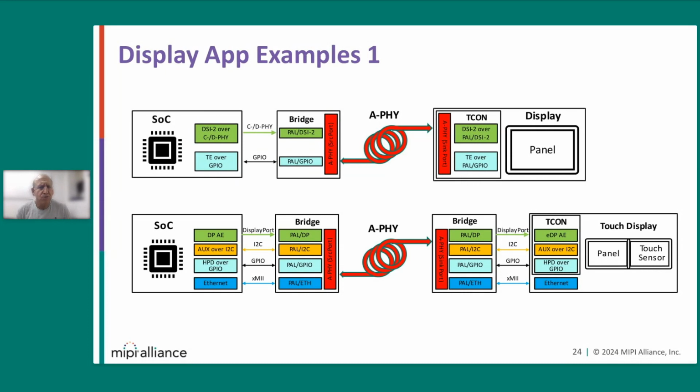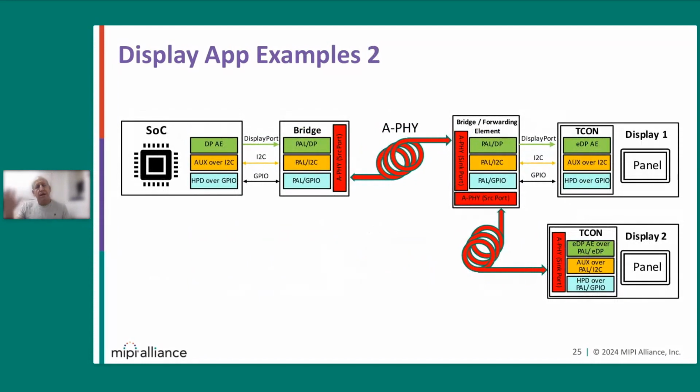In this case, we are using DisplayPort to carry the image data from the SoC to the display. And the I2C adaptation layer is used to carry the auxiliary channel of VESA DisplayPort, again from the SoC to the display. And the GPIO adaptation layer is used to carry HPD from the display to the SoC.